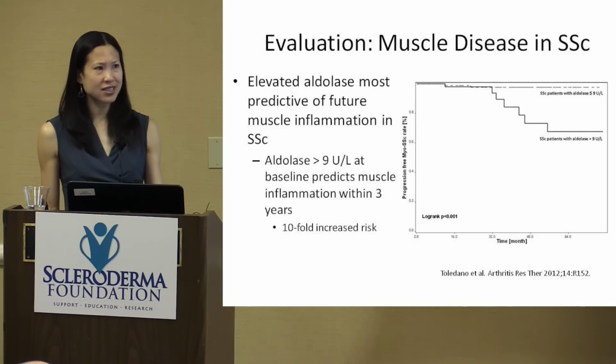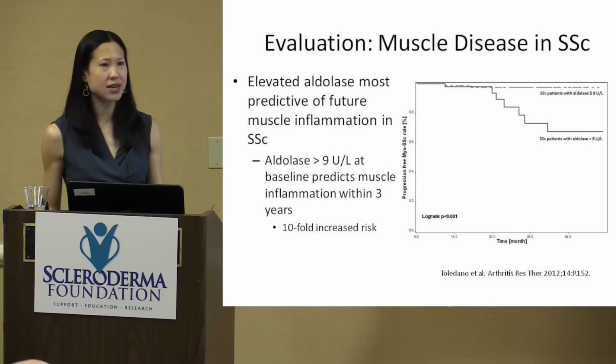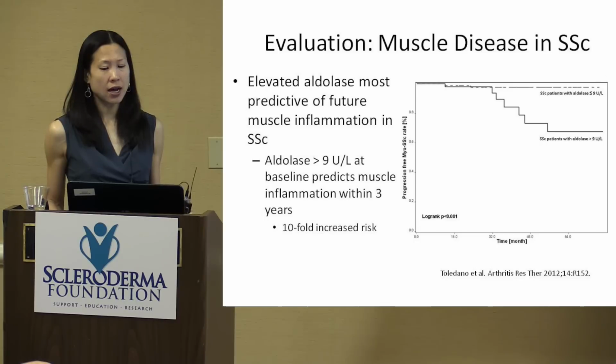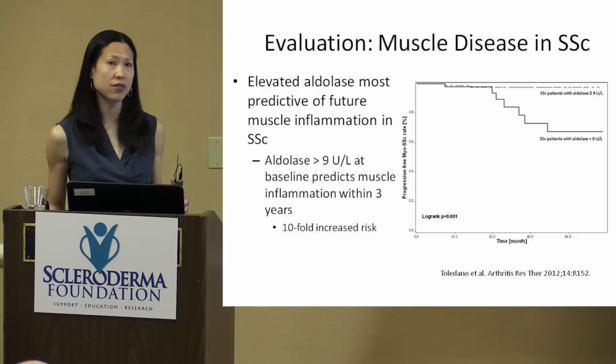So I mentioned the aldolase is a very important muscle enzyme that really should be tested in all scleroderma patients to assess for muscle disease. This recent study from 2012 showed that the elevated aldolase was actually the most predictive of the muscle enzymes for the future development of muscle inflammation.